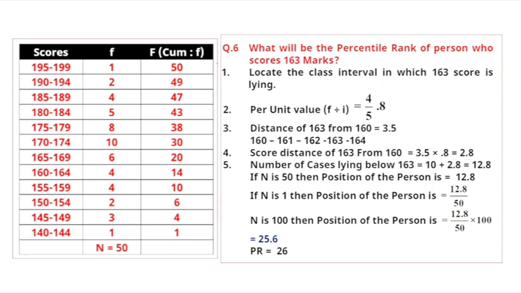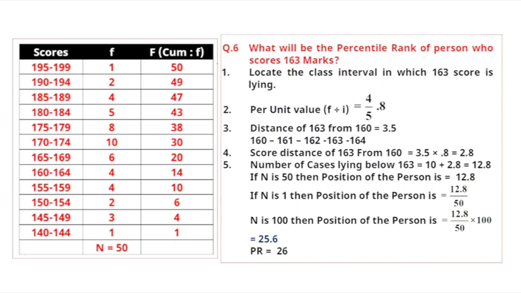Now suppose I had asked you to calculate the value of 162, not 163, then the distance of 162 from 160 will be 1, 2, and 162.5, so 2.5. Clear? So like this, we have calculated the distance of 163 from 160, and that is coming 3.5.